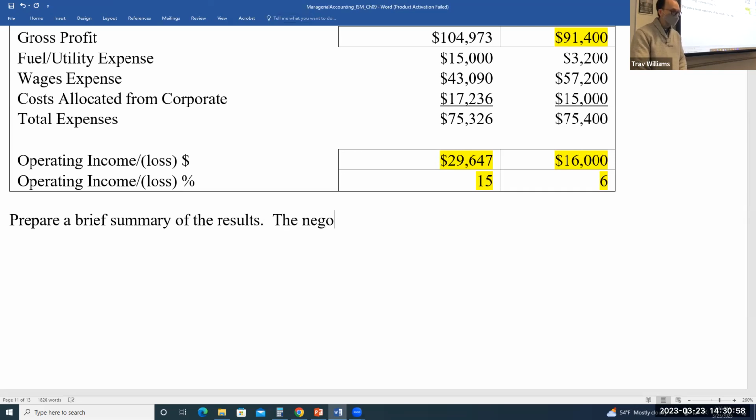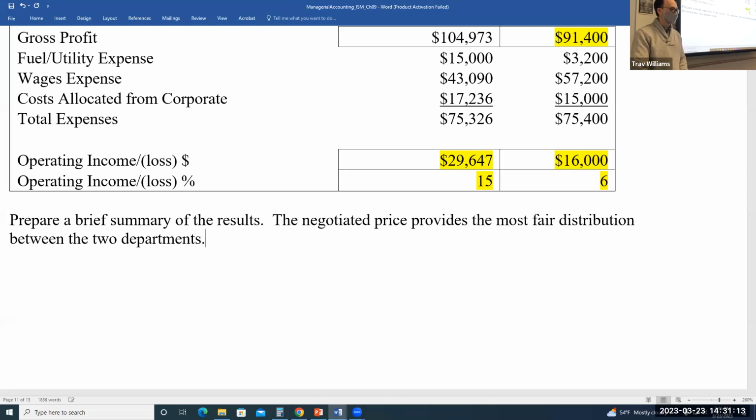The negotiated price provides the most fair distribution between the two. Any questions?